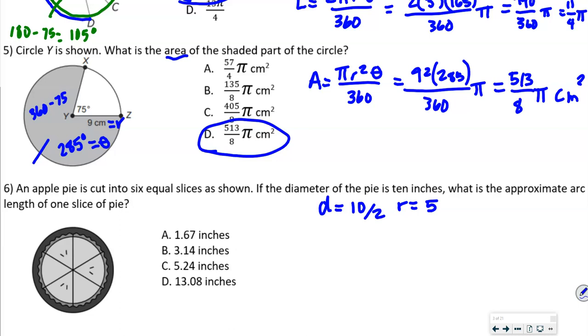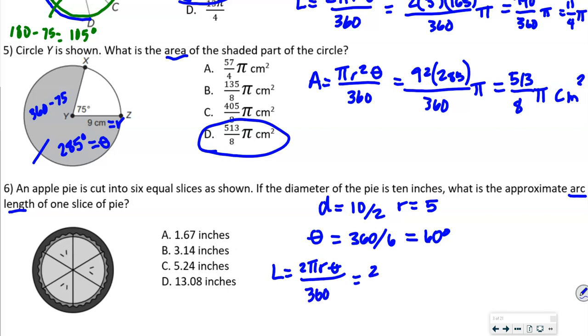And then we need to find the theta, right? So to find theta, we're going to take our whole circle, which is 360, and divide it by 6 because it's 6 equal pieces. That's going to give us 60 degrees. Okay, so now all we have to do with that is, again, we're looking for arc length. So we need this formula, L equals 2 pi r theta over 360.